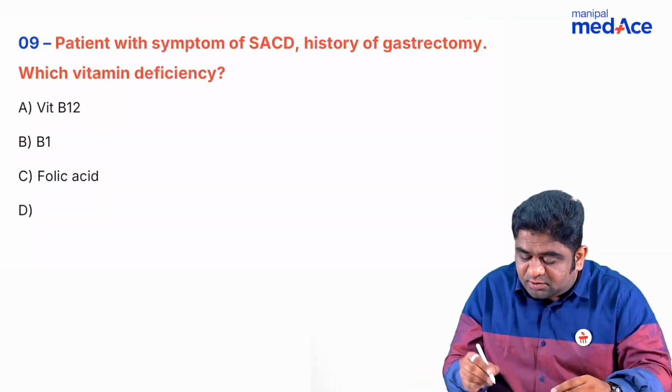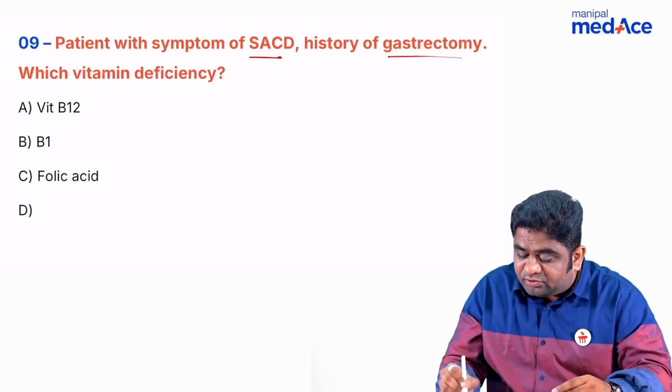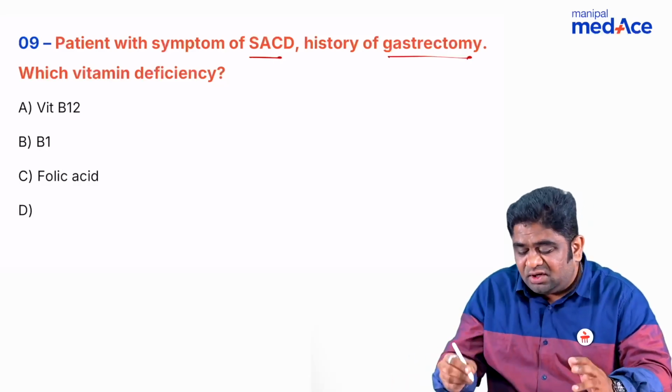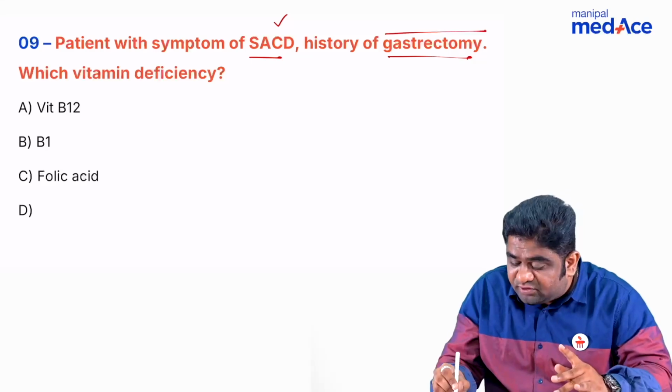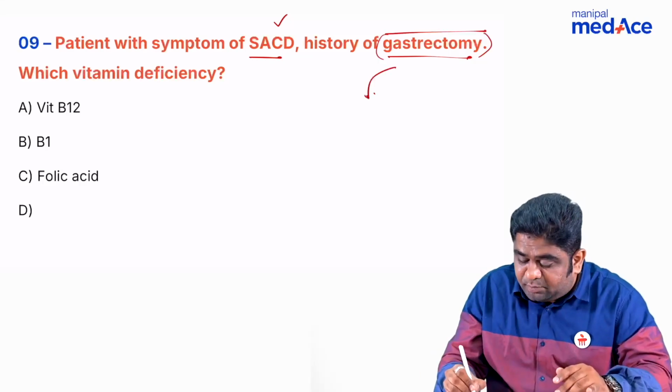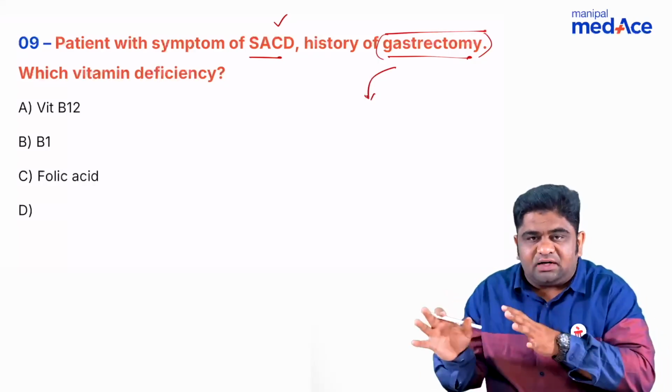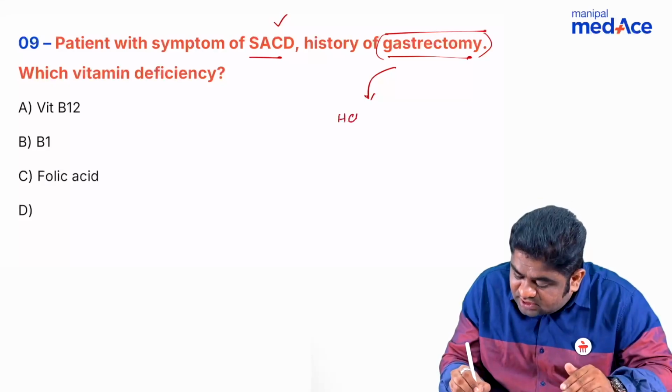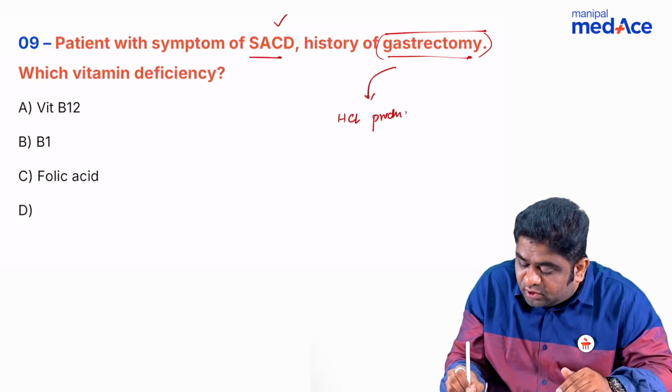Now, patients with symptoms of SACD, history of gastrectomy, which vitamin deficiency? You don't even have to go to SACD. If gastrectomy is taken into consideration, it means the stomach has been removed or at least partly removed, because of which HCl producing cells are going down.